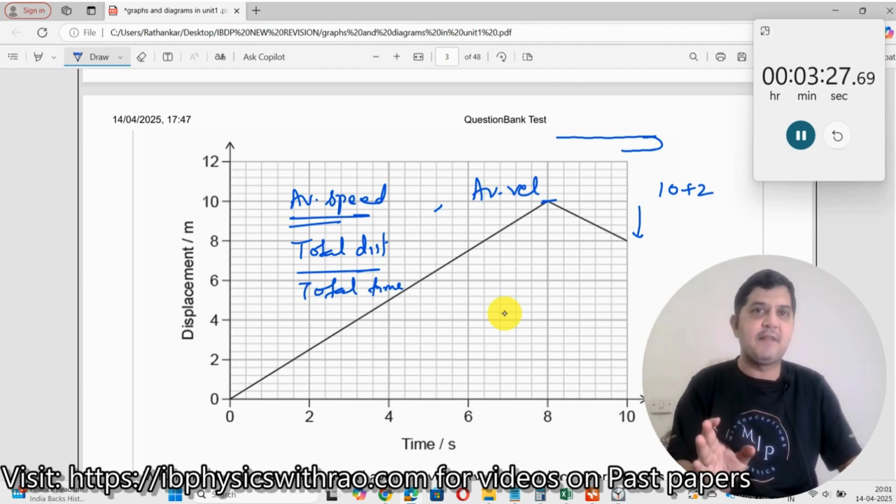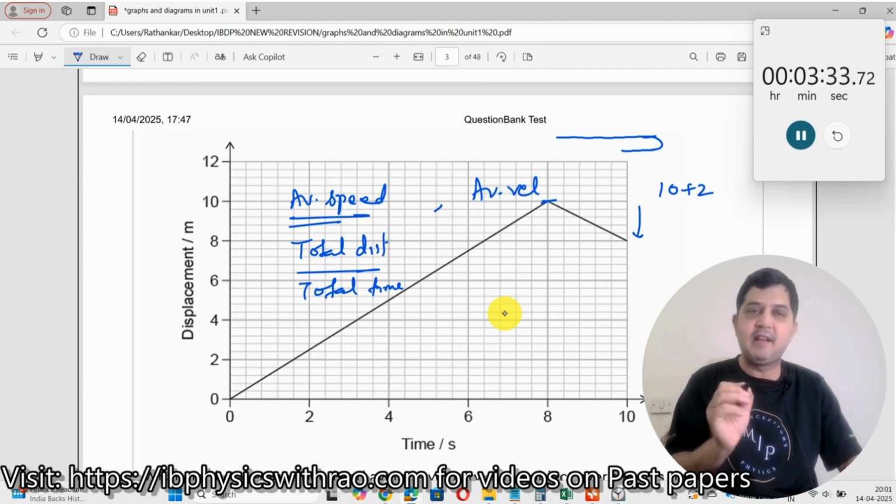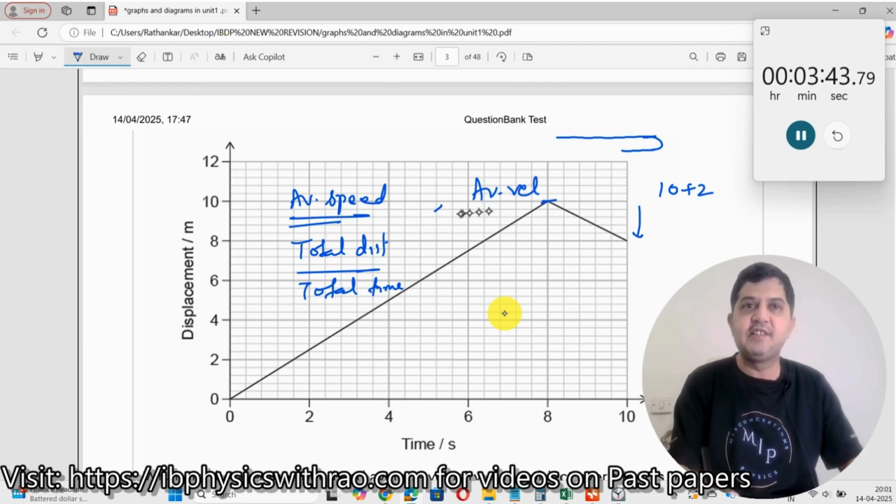Some of these graphs might not be solved without area and slope also. So this graph especially, whenever a displacement-time graph is given, if the velocity has been asked, then you might find the slope. But here it is asked about average, so you should find total distance and total displacement. Total distance you already got over here.